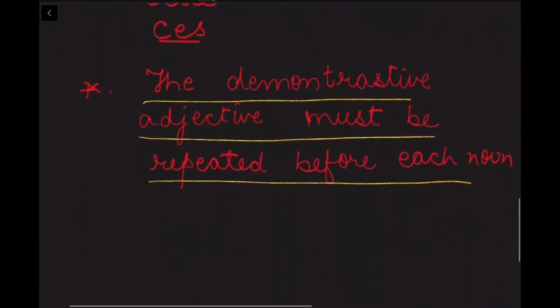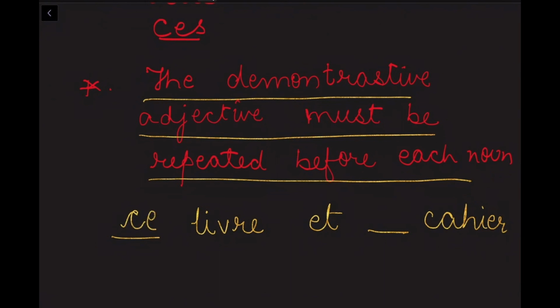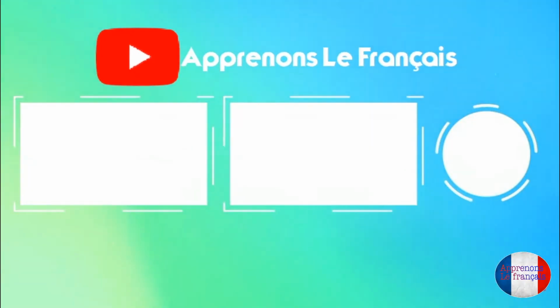What I mean by this is, if you are using two nouns, for example, livre et cahier. Cahier means a notebook. So if you have to use these two nouns together, you will be using the demonstrative adjective. You will be repeating it. Ce livre et ce cahier. You get my point? So with this, we sum up our lesson today. Hope you understand.